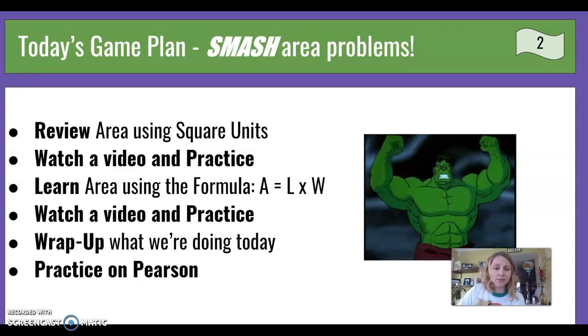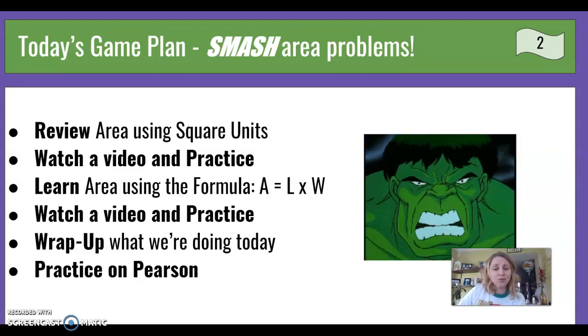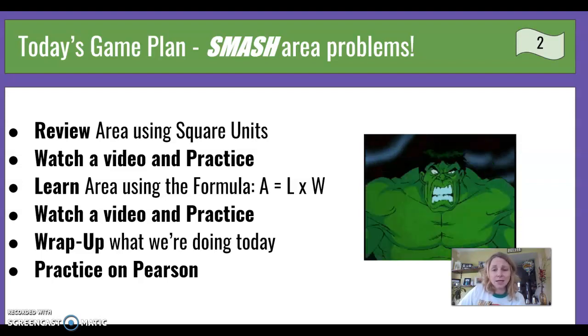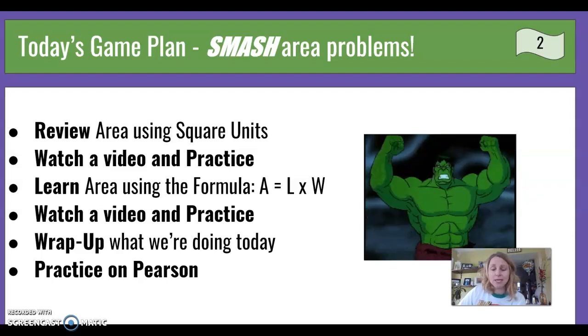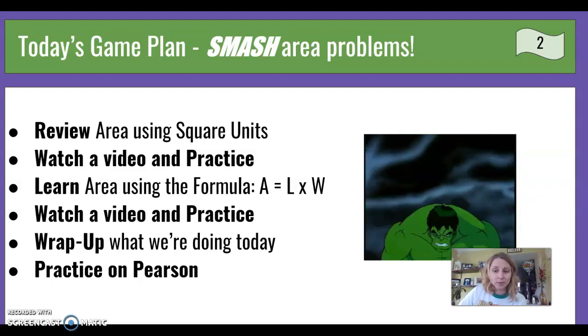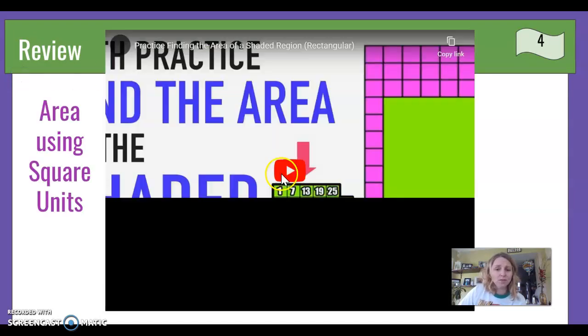Today's game plan, we're going to smash area problems. We're going to review area using square units, watch a video and practice before we learn how to use the formula area equals length times width. Then we're going to watch another video and practice before we wrap up today, and you practice on your own on Pearson. So let's get started. How do I find the area of a shape using square units? Well, let's watch the video to review.